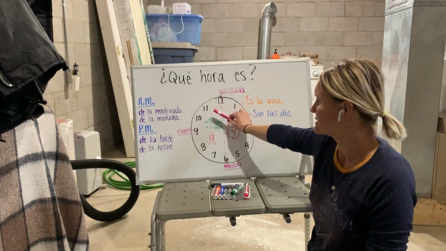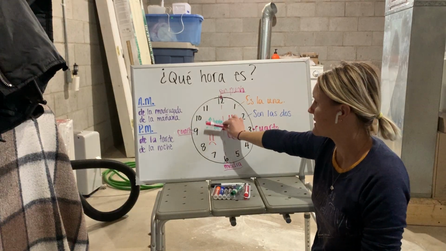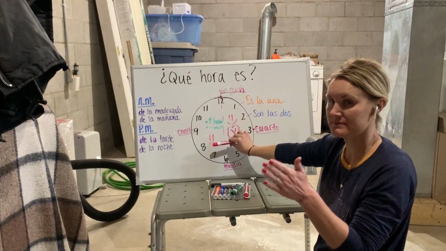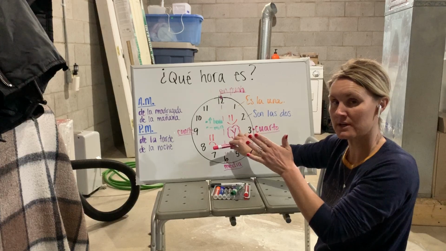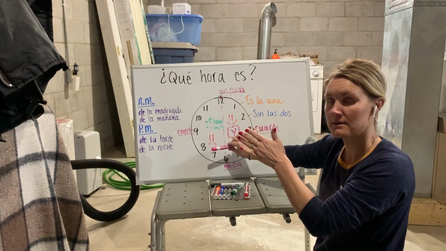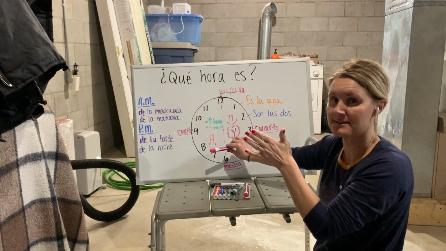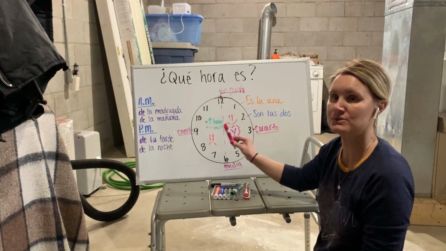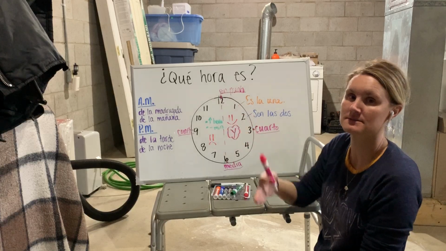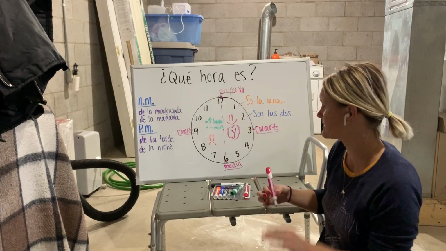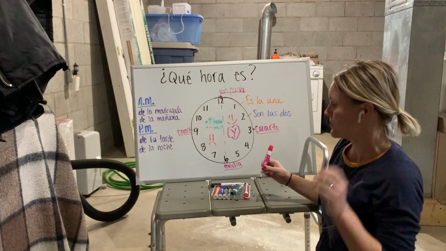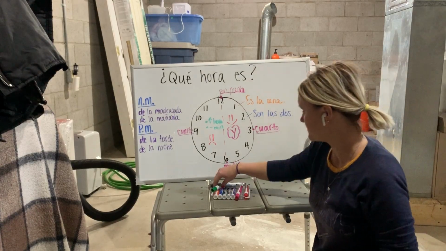So if the minute hand is on this dark side, first thing you have to do is round up to the next hour. What would the next hour be? Then how many minutes will it take us to get to that next hour? And then you say hour minus minutes, however many minutes. Okay, so I want you to try a couple on your own.